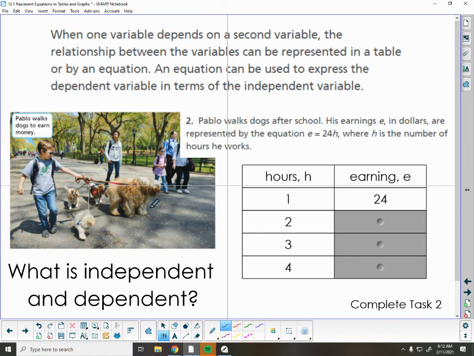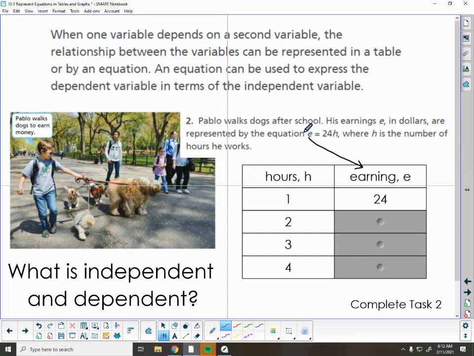So here we have that Pablo is walking dogs after school. His earnings, E in dollars, are represented by the equation E equals 24H. So one thing I'm noticing is that when we're multiplying, the answer is Y. So when I multiply, the answer is going to be our dependent variable.